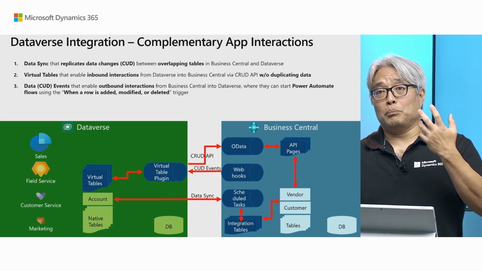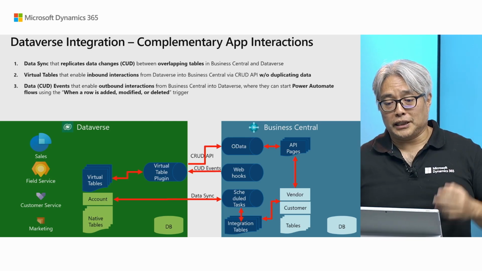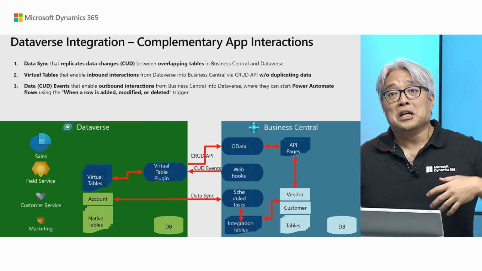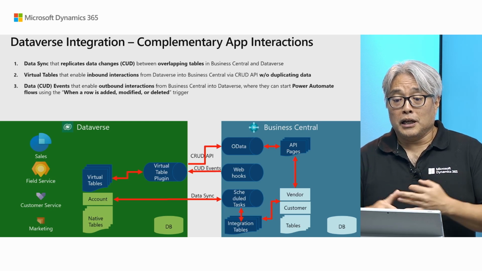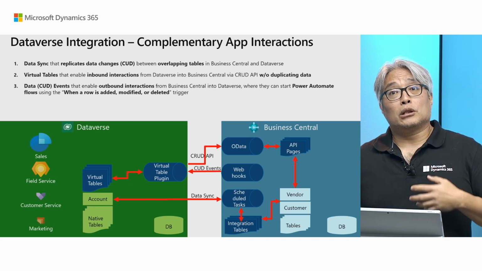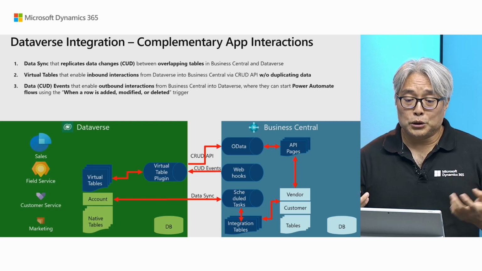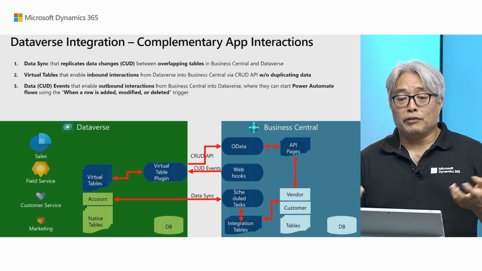So basically from Business Central to shout to Dataverse saying, hey, there's something changed in me. So whenever there's a data change, data being created, updated, or deleted, Business Central can actually trigger Power Automate flows using the when a row is added, modified, or deleted trigger.